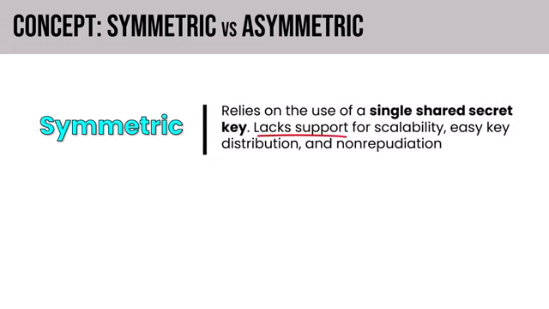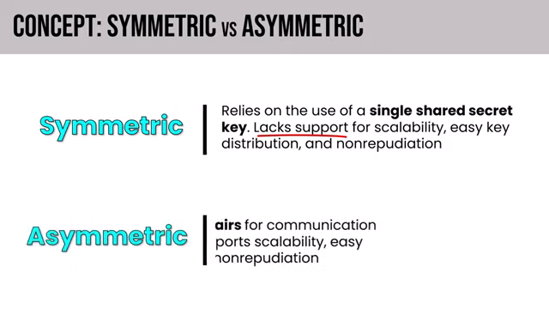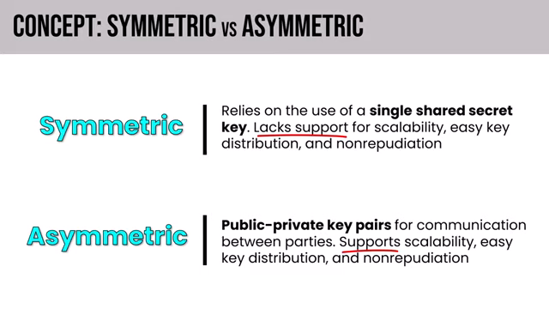Symmetric encryption relies on the use of a single shared secret key. Now, it lacks support for scalability, easy key distribution, and non-repudiation. And by scalability, I mean scaling from one to many users, because key distribution is a real challenge with symmetric encryption on its own. Asymmetric encryption relies on public-private key pairs for communication between parties. It supports scalability, easy key distribution, and non-repudiation.